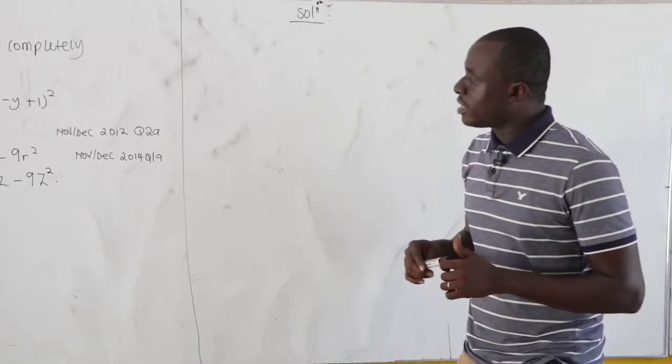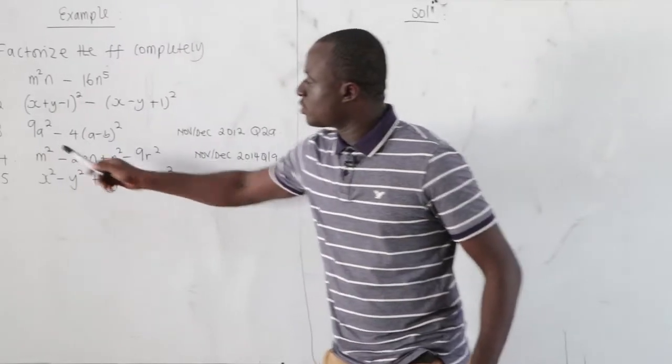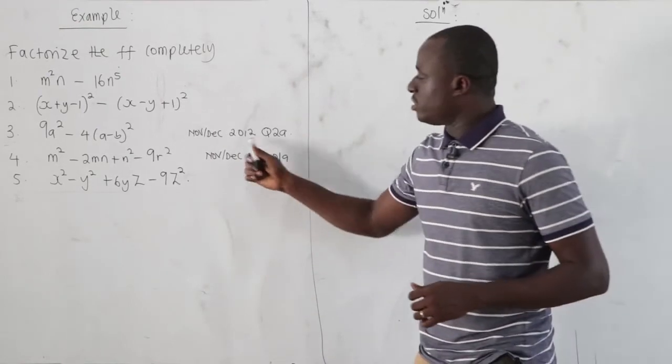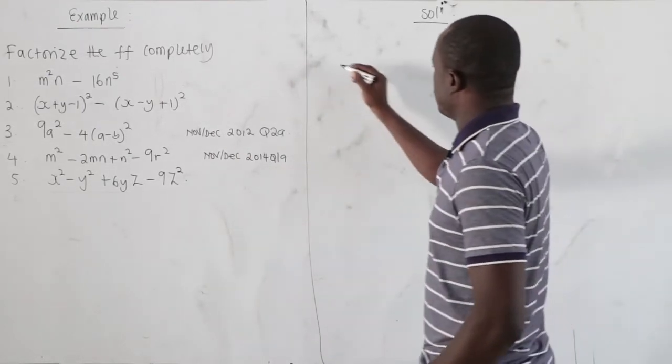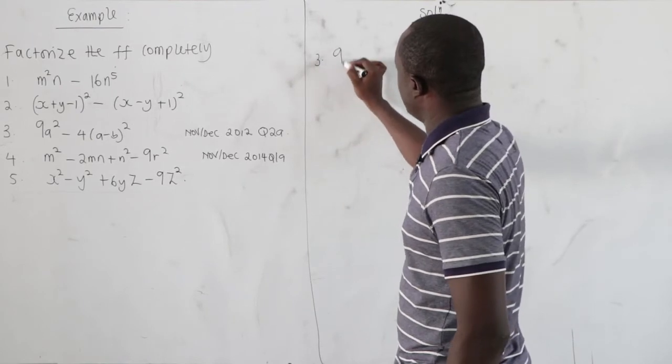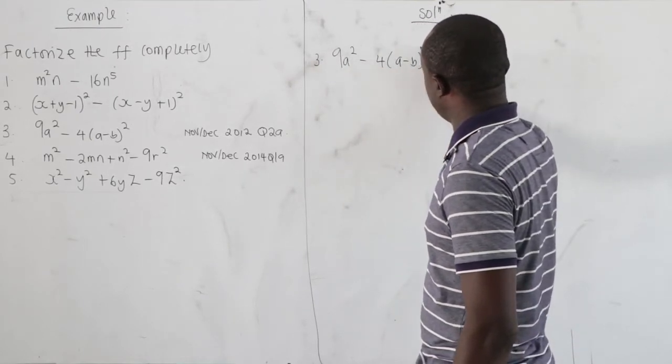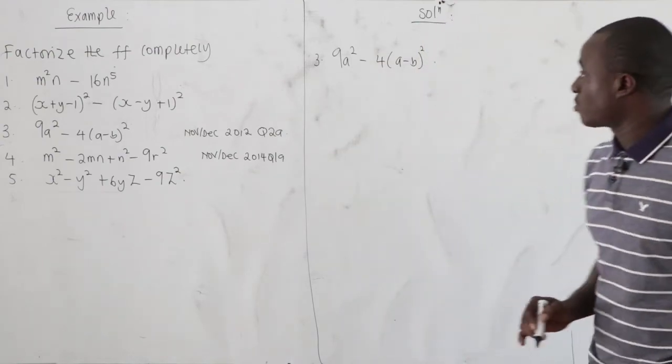Okay, now let's consider the third question. The third question is 9a squared minus 4 into bracket a minus b all squared. This is NOVDEC 2012, question number 2a. So question number 3, that is 9a squared minus 4(a minus b) all squared.